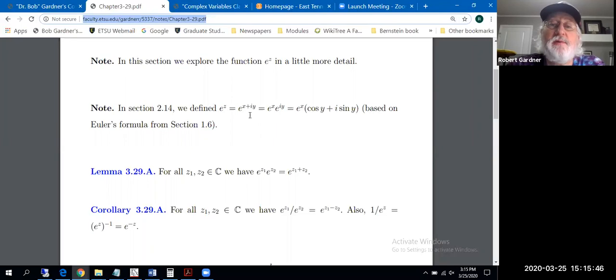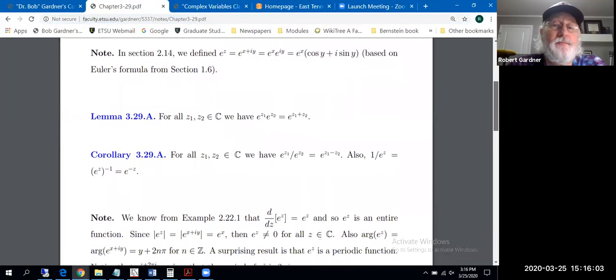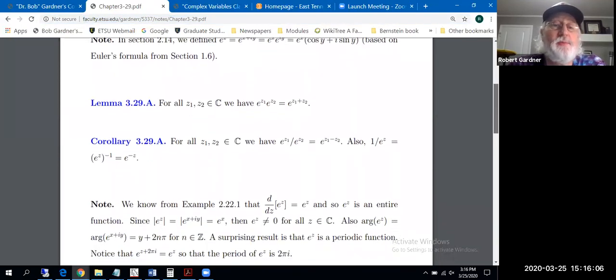There we go. e to the z, where z equals x plus iy, is e to the x times e to the iy. Euler's formula would tell us that that's e to the x times cosine y plus i sine y. These trig functions tell you we're dealing with a periodic function, periodic in y. So let's establish a couple of little properties here. The first one, lemma 3.29.a. For any two complex numbers, z1 and z2, we have that e to the z1 times e to the z2 equals e to the z1 plus z2, adding exponents, a familiar property from the real setting.